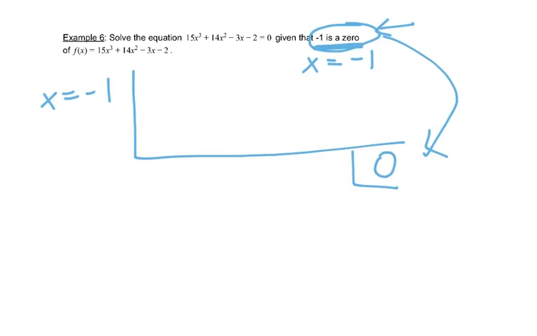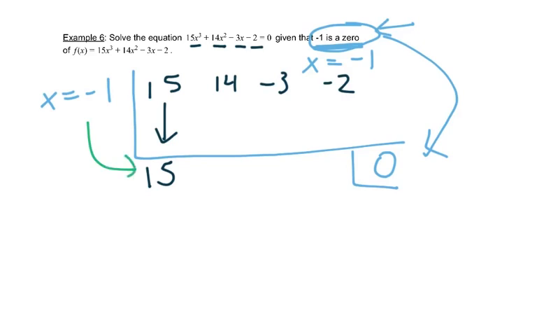Okay, so now let's set this up. We have x cubed, x squared, x, and then nothing. So we have all of our pieces there. We'll use the numbers in front. Remember, we start by just bringing the first one straight down. And then we multiply by what's out in front. So -1 times 15 is -15. We add these together and we get -1.